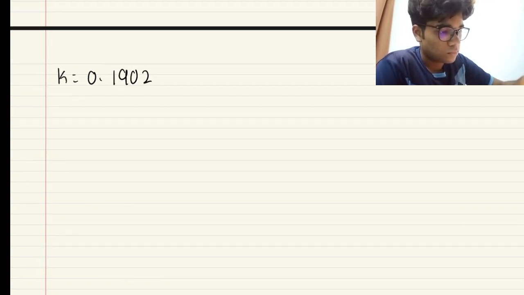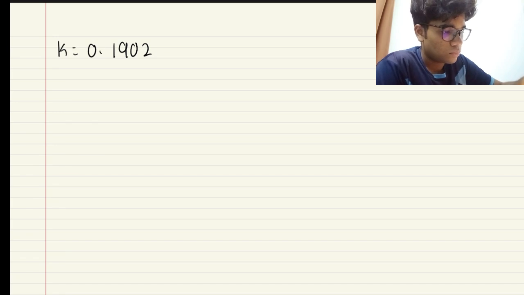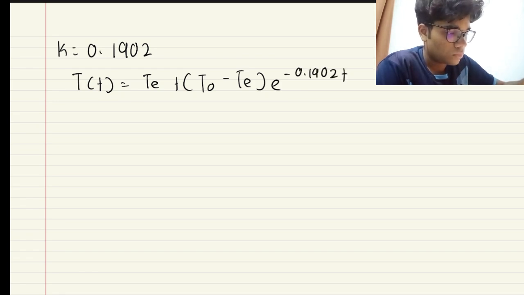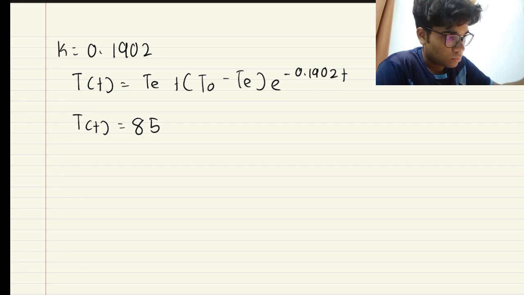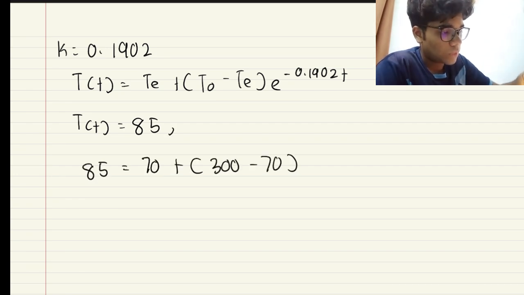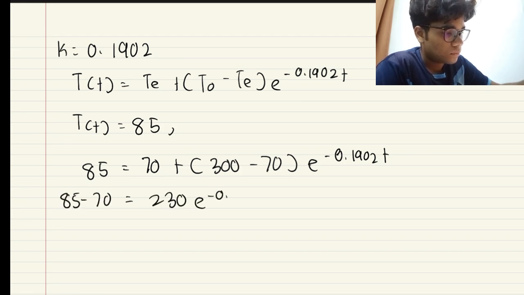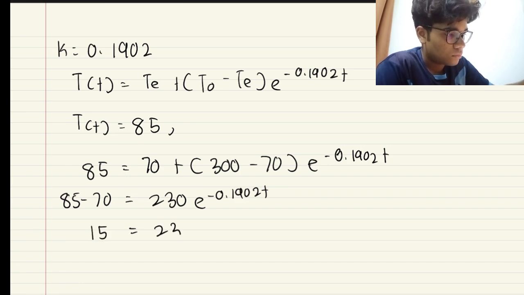Now, after finding K as 0.1902, we use the formula again, which is T equals TE plus (T0 minus TE) multiplied by e. Since we have to find the time at temperature 85, T now becomes 85. Hence 85 equals 70 plus the initial temperature 300 minus 70 of the surrounding temperature, multiplied by e to the power of negative K, with the constant K 0.1902, and t.